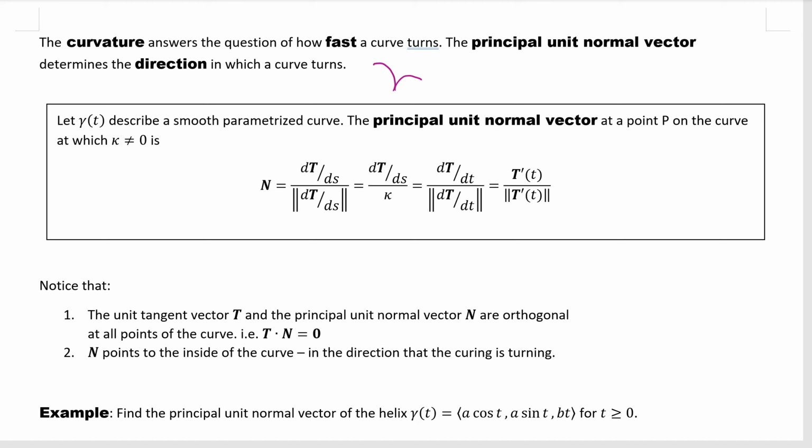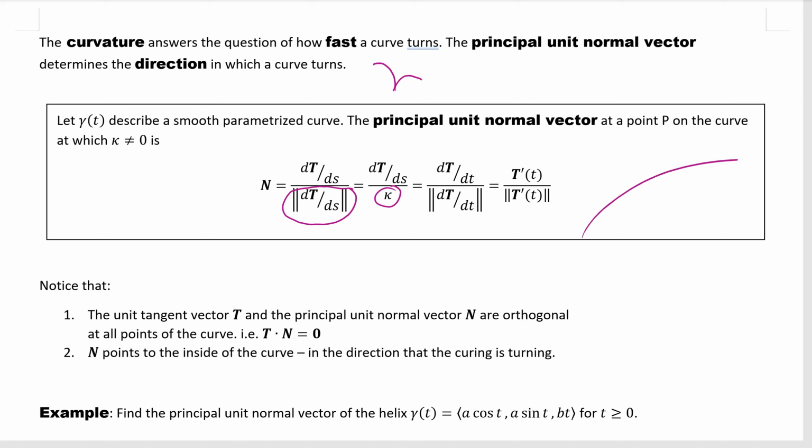So last time we talked about how the magnitude of the derivative of the unit tangent vector with respect to the arc length parameter s is the curvature. Okay, so we can use another parameter as well. We can use t as well. So this is the formula: T prime over the magnitude of T prime. This is the formula of the principal unit normal vector.